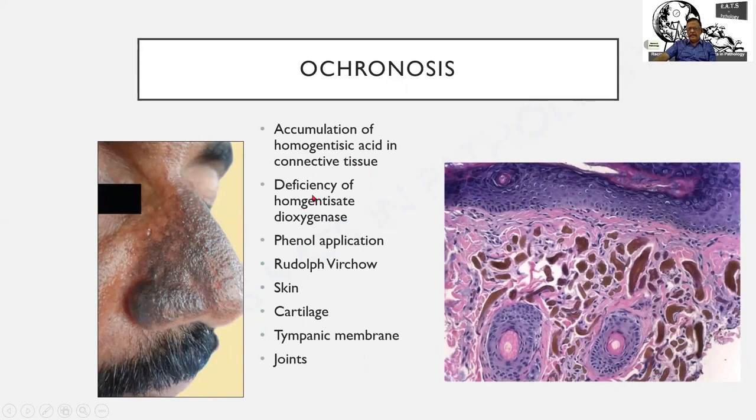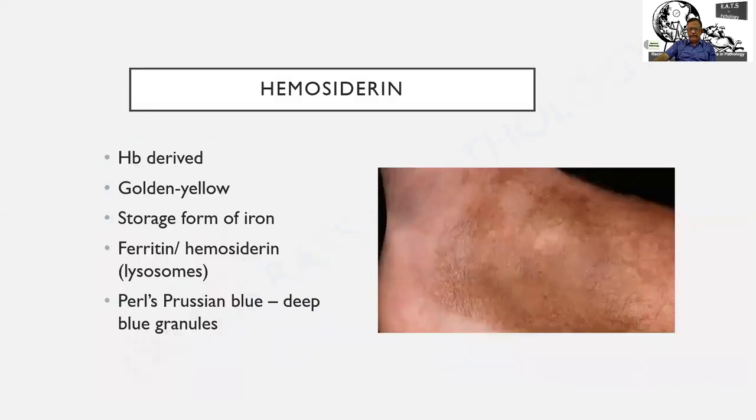And there is a deficiency of the enzyme homogentisate dioxygenase. Whenever there is an enzyme deficiency, the previous compound gets accumulated. It also can be external because of phenol application to the skin. And this was identified by a person called Rudolf Virchow, the father of pathology. These are the sites where it can get accumulated, namely skin, cartilage, tympanic membrane of the ear, and joints.